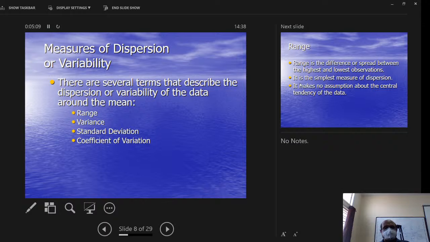Measures of dispersion and variability. There are several terms that describe the dispersion or variability of the data around the mean, which are range, variance, standard deviation, coefficient of variation, etc.